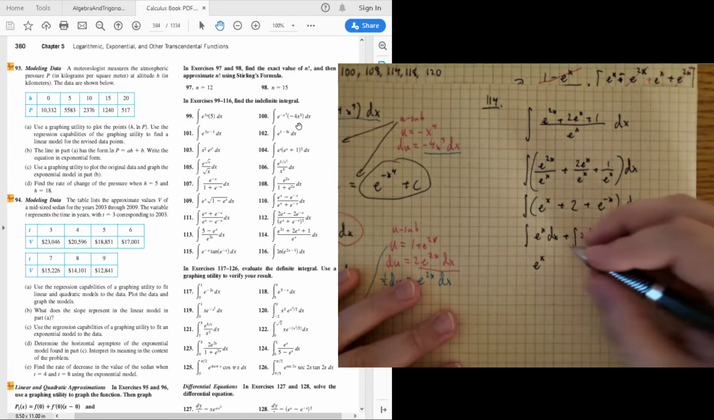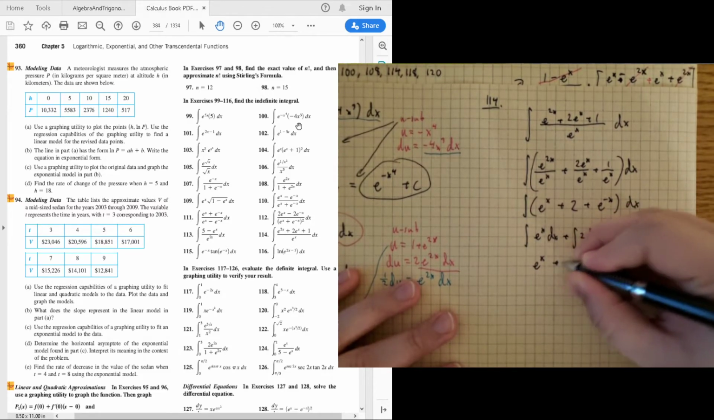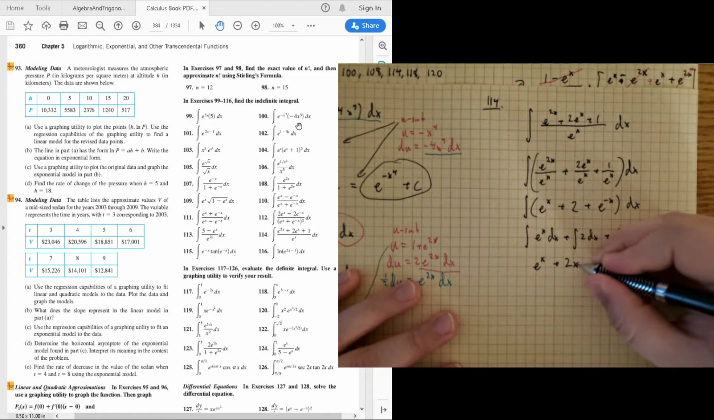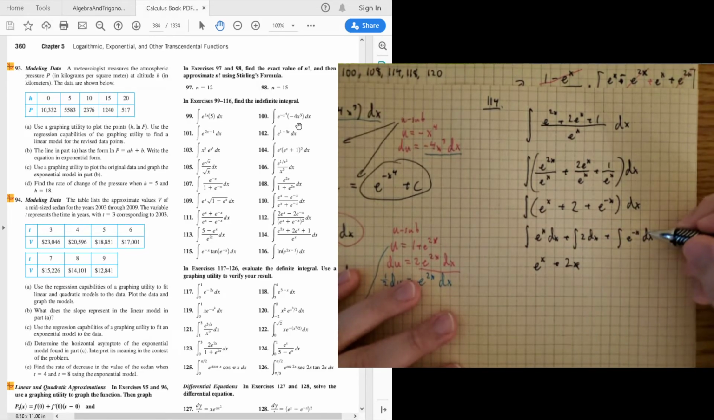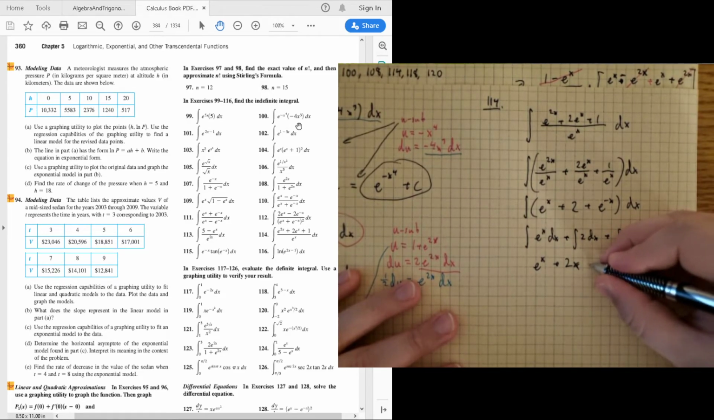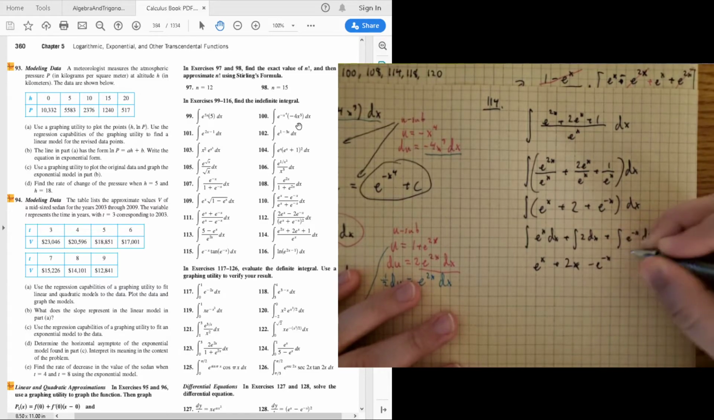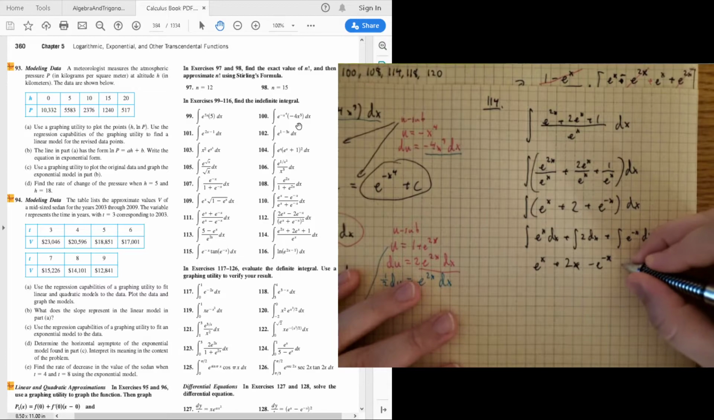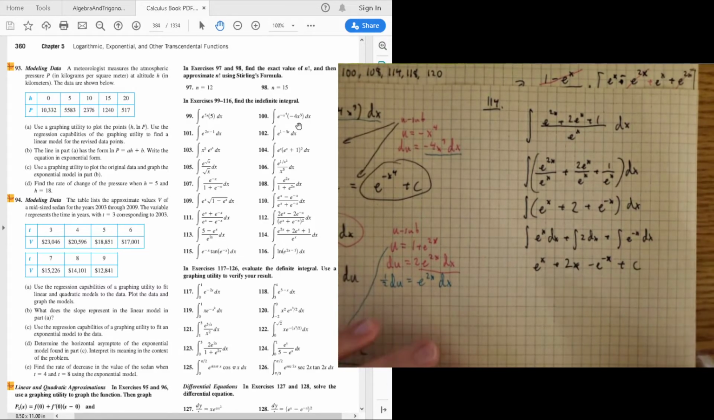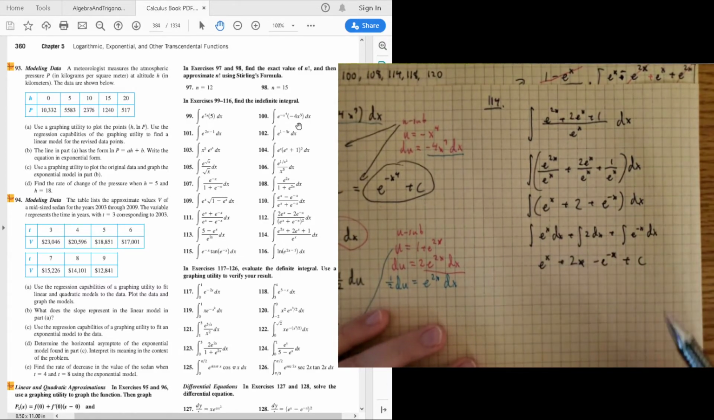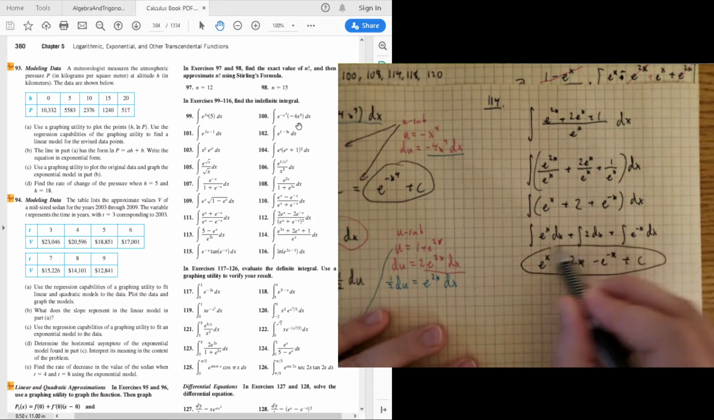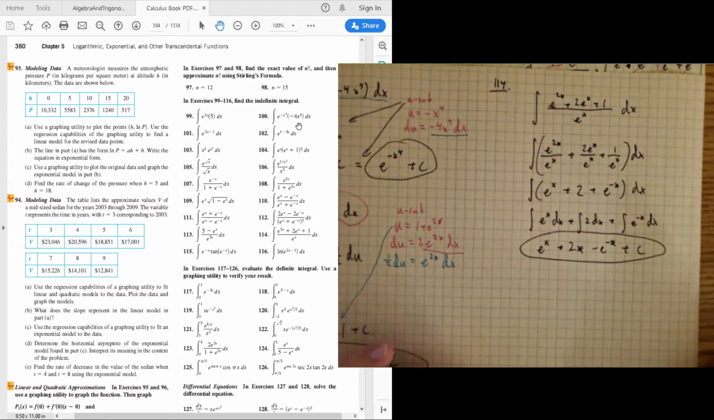Integral of 2 would become 2x. Integral of e to the negative x would become negative e to the negative x. You do a u substitution here. And then, of course, each of these would have their own c, but we combine all those together. And it turns out this is actually a fine solution. There's no other ways to simplify it.